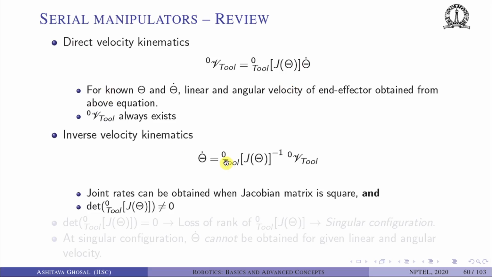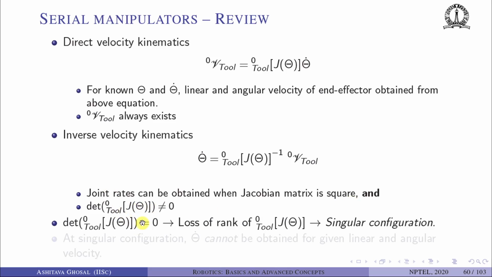So the inverse velocity kinematics exists if this Jacobian matrix is square and the inverse of the Jacobian matrix exists. So given linear and angular velocity of the tool coordinate system, if the inverse of the Jacobian matrix exists, we can multiply inverse into v tool and we'll get theta dot. So the joint rates, in summary, can be obtained when the Jacobian matrix is square and the determinant of this Jacobian matrix is not 0.